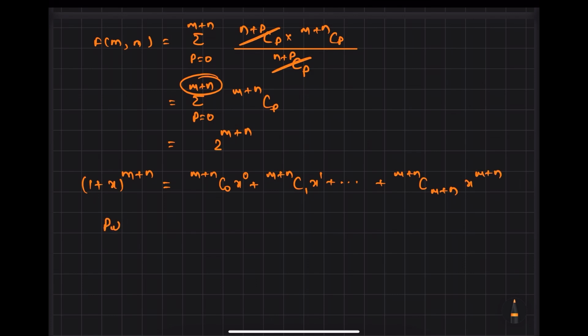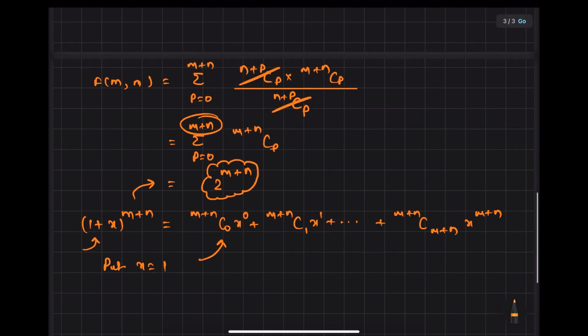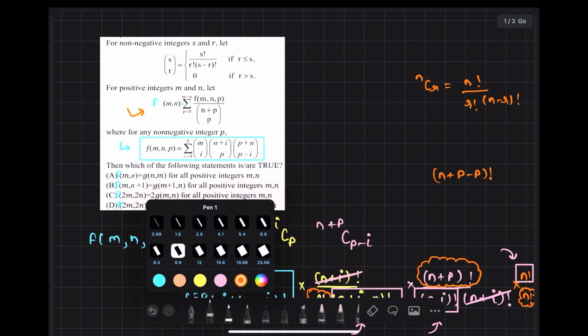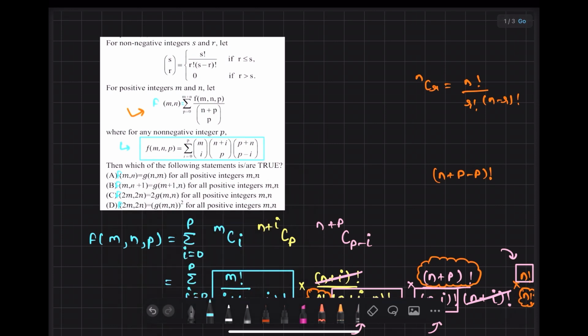Now what we will do? Put x equals to 1. So it will become 2^(m+n), and this thing will become the sum of coefficients, correct? So f(m, n) will become what? 2^(m+n). Now we are good to go with the options. Now look at this. So we got the answer, wait a moment, f(m, n) as 2^(m+n).